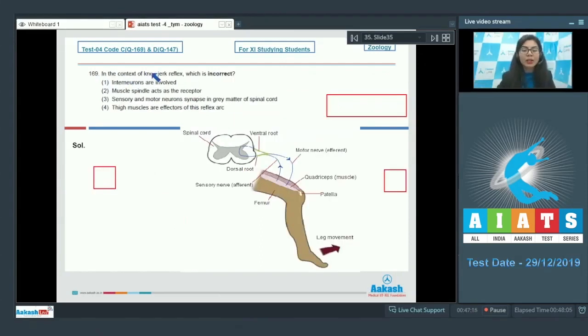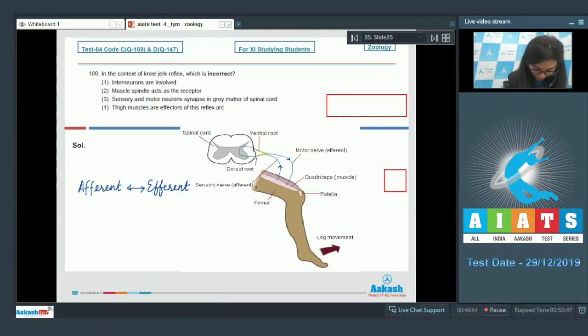Question number 169. In the context of knee-jerk reflex, which is incorrect? Interneurons are involved. Muscle spindle acts as the receptor. Sensory and motor neurons synapse in the gray matter of spinal cord. Thigh muscles are effectors of this reflex arc. Let's look at option number 1. Interneurons are involved. Now in our gray matter of spinal cord, there are interneurons which form a connection between the afferent and efferent neurons. And these interconnections provide for the complex responses which help our body to know what it is doing.